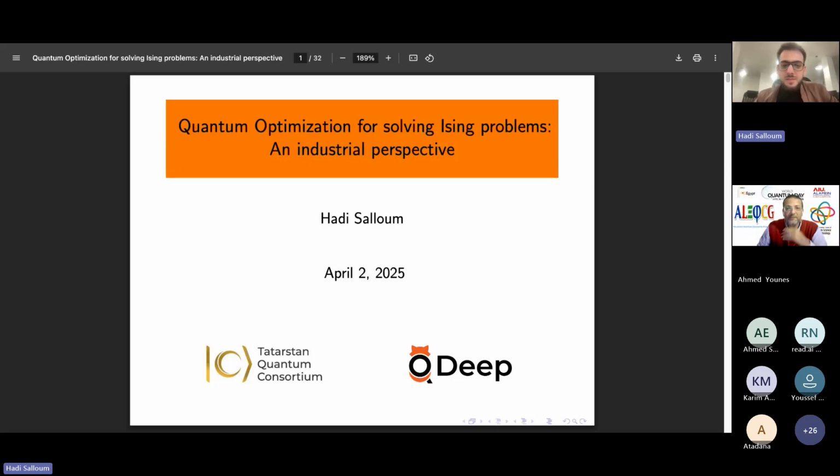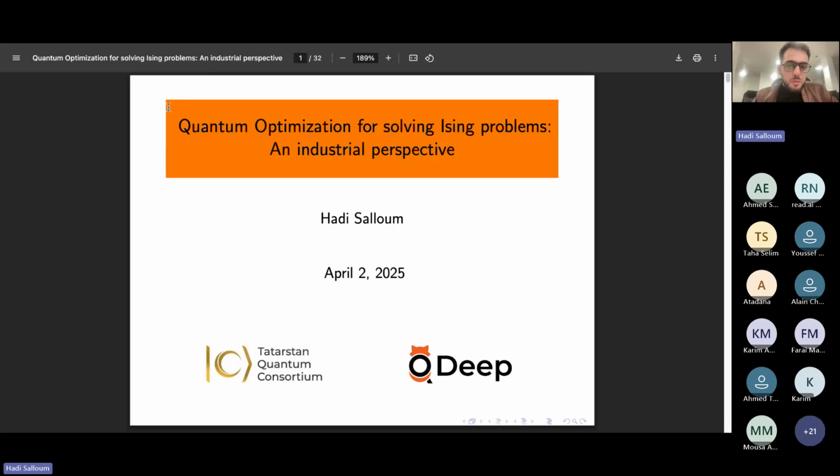So basically, my presentation is about quantum optimization for solving Ising problems, but from an industrial perspective. Because we are running late, around 10 or 15 minutes, I will skip the theoretical stuff and focus more on the practical, because I don't think people in the MENA region usually have much information about how quantum works in industry. Okay, so I will start.